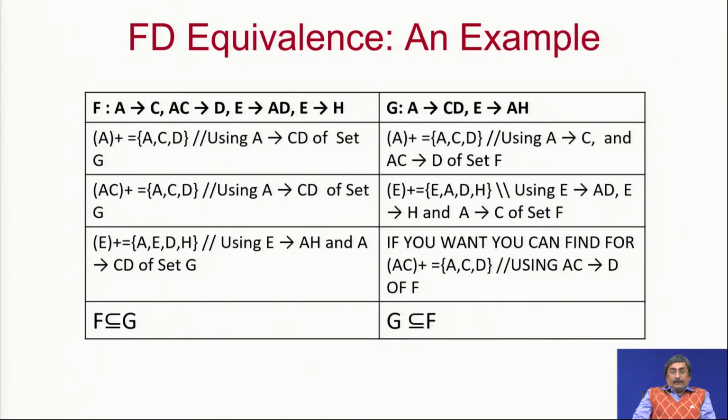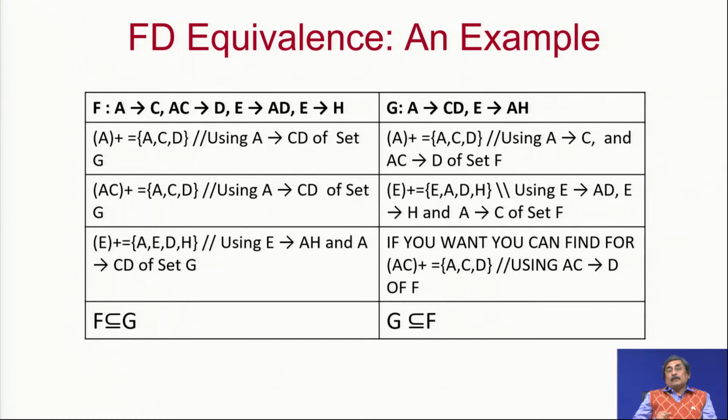So, if you take this example, a standard example actually, F is A determines C, AC determines D, E determines AD, E determines H, 4 FDs, and G is A determines CD and E determines H, 2 FDs. Now, what you do is try to find out the closure of the left hand sides of F, but using the rules of G, right. So, you do A plus, AC plus, E plus using the rules of G. Why A plus, AC plus, E plus? A is in the LHS, AC is in the LHS, E is in the LHS of F.